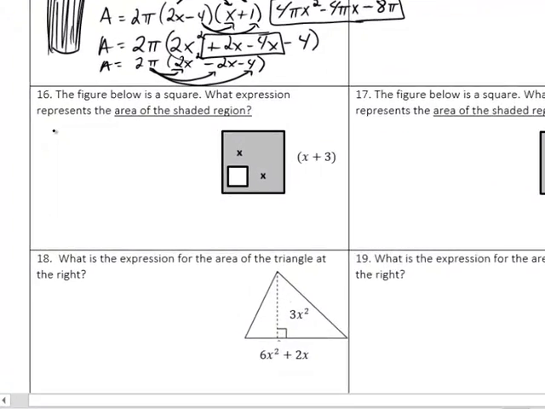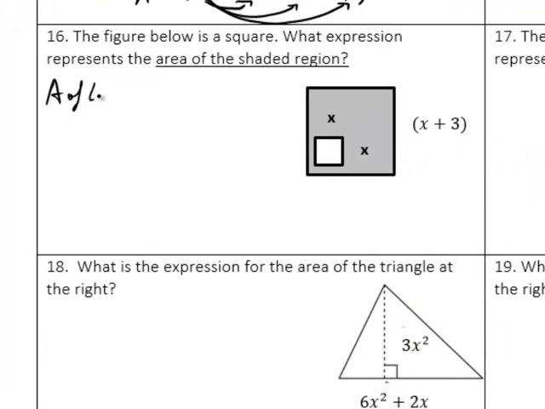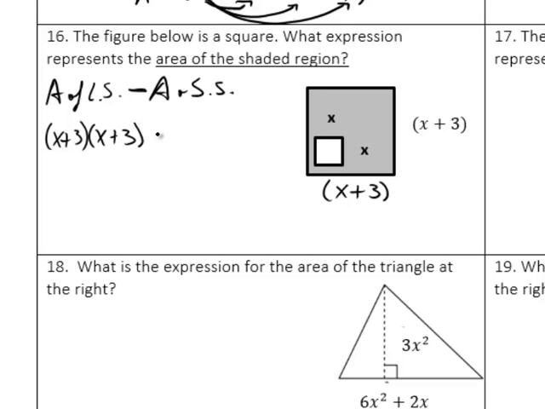So we need to find the shaded region area. Meaning, just like yesterday, we need to find the area of the large square and subtract the area of the small square. Meaning, multiplying, because the sides of your square are the same. So this right here will also be x plus 3. So to find the area of the large square, it's side times side, which is x plus 3 times x plus 3. And you're going to subtract the area of the small square. The lengths are x and x, so x times x.